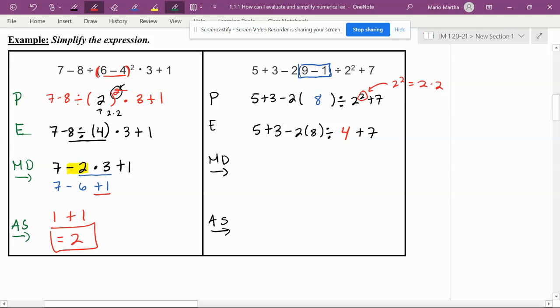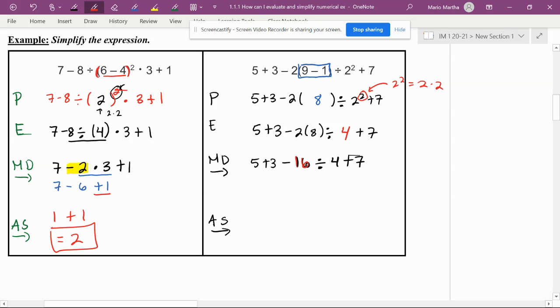And then my following step would be I want to check for anything that's multiplying or dividing. And in this case is just negative 2 times 8. So everything else stays the same. 5 plus 3. And then negative 2 times 8 becomes negative 16, and then divided by 4 plus 7. All right, so that's again the number that changed right here.